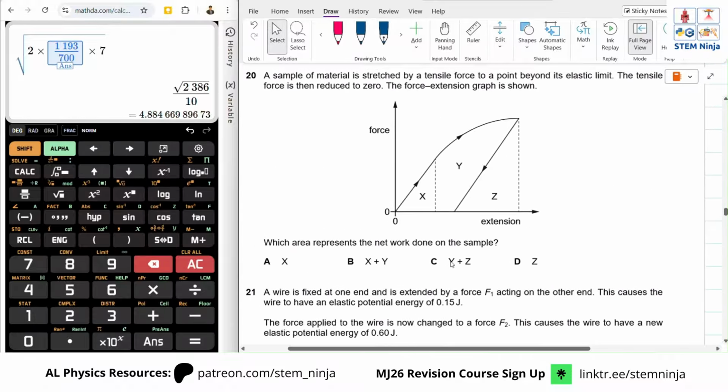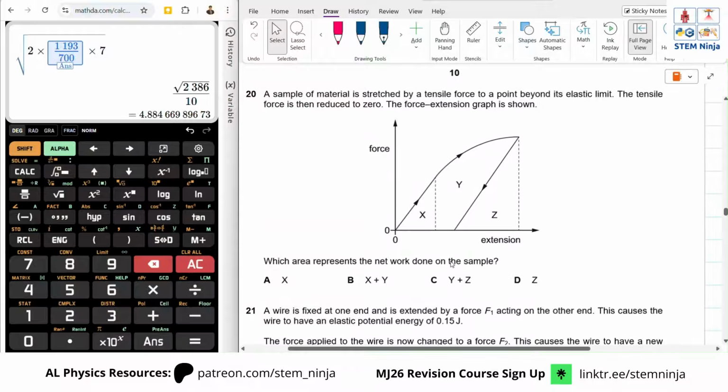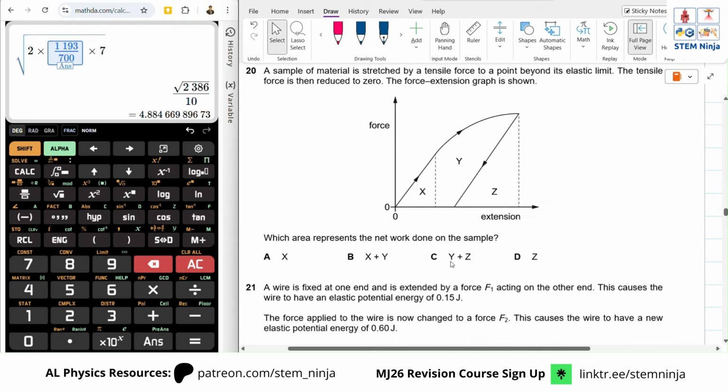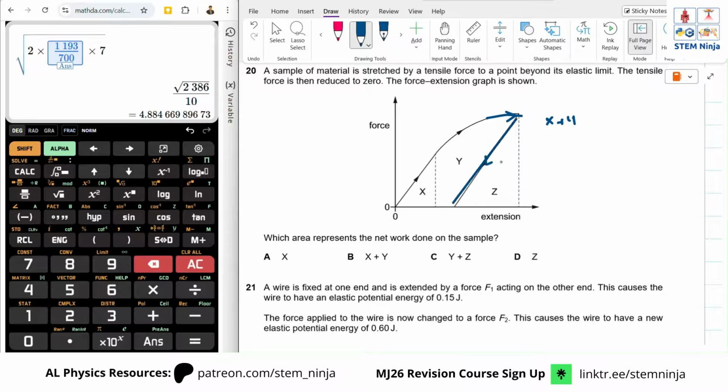A sample of material is stretched by a tensile force to a point beyond its elastic limit. The tensile force is reduced to 0. The force-extension graph is shown. Which area represents the net work done on the sample? Okay, so that would be y minus z, because when you reach this point, the work done would be x plus y, but the energy released back is the area under this, that is minus c. So net work done is x plus y basically.